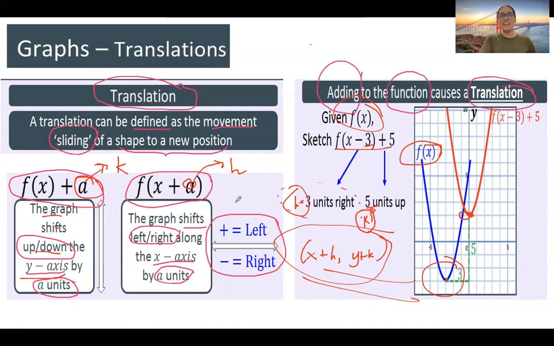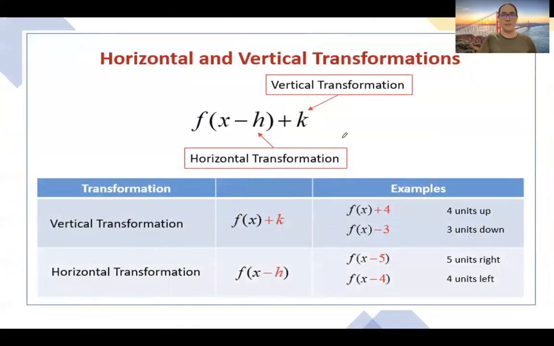Okay, so now let's go to another concept for a better understanding of horizontal and vertical transformations, or shall I say translations. Your h refers to your horizontal translation, and your k is your vertical translation. For a vertical translation, you just add k. If plus 4, then it's 4 units up. If minus 3, then it's 3 units down.